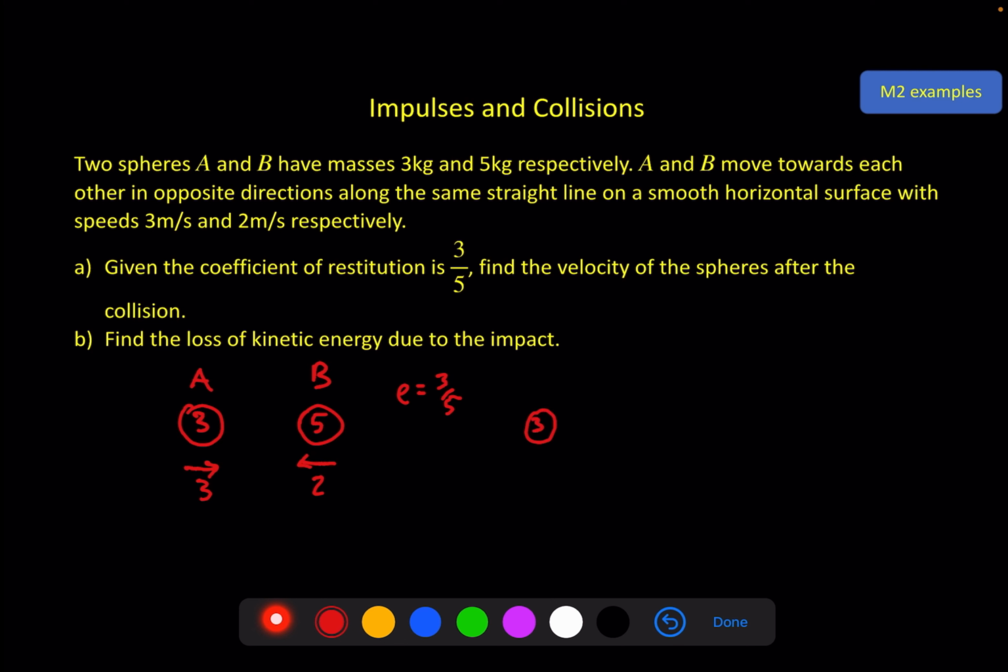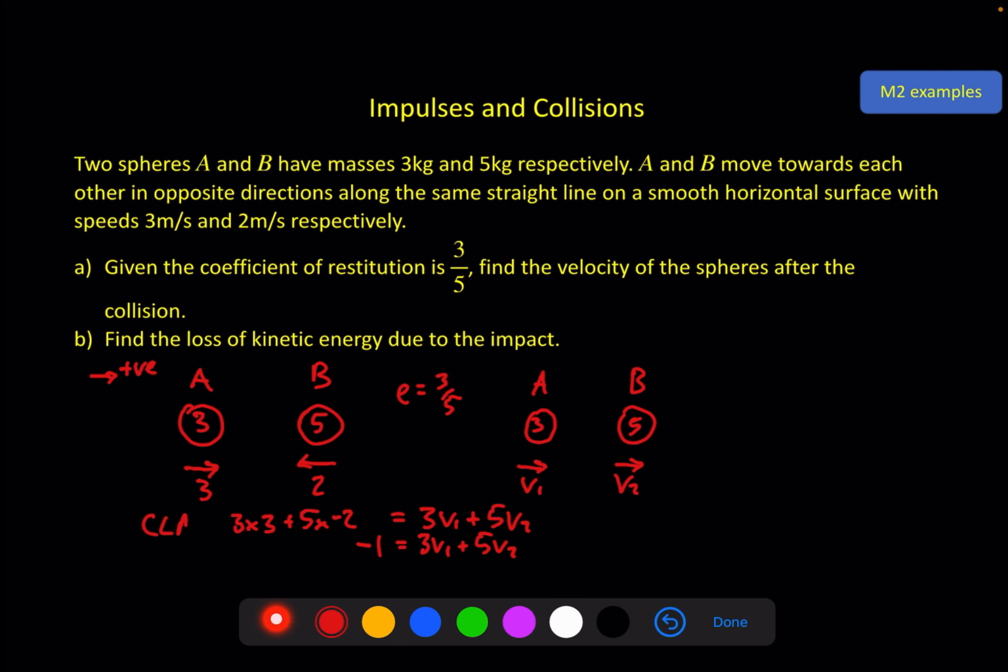Okay, this is no different to what we have done in previous videos. So we've got v1 here, v2 here. I will take this direction as my positive direction. So we're going to use conservation of linear momentum to help us solve part A. On the left, we've got 3 times 3, plus 5 times minus 2. On the right, 3 times v1, plus 5 times v2. 9 minus 10 is minus 1. 3v1 plus 5v2. And then we have Newton's law of restitution.